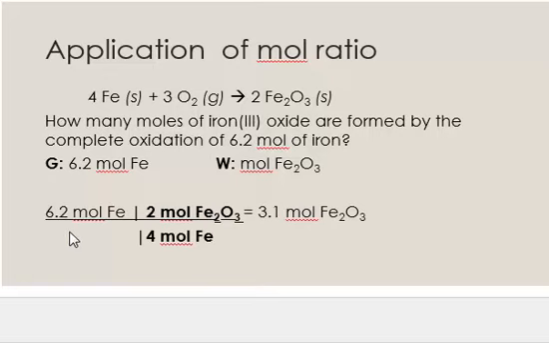Does our answer make sense? If we look at the coefficients from the balanced chemical equation, we see that the ratio of iron to iron(III) oxide is 4 to 2, or 2 to 1. There will always be half as many moles formed of iron(III) oxide as the moles of iron that react. 3.1 is half of 6.2, so our answer makes sense.